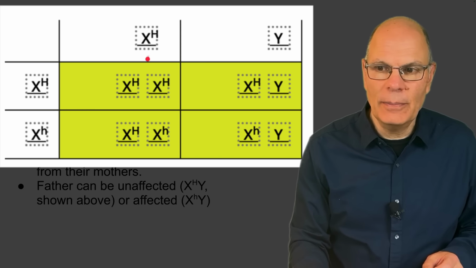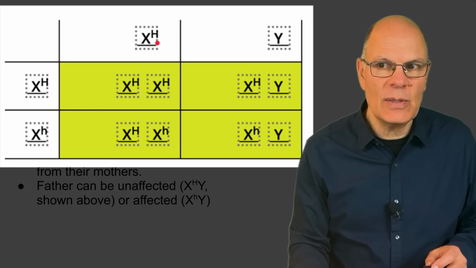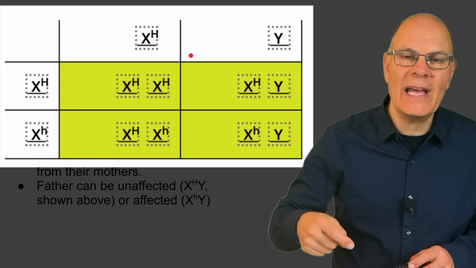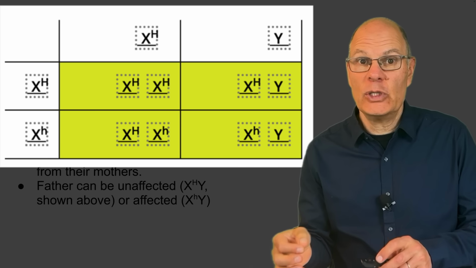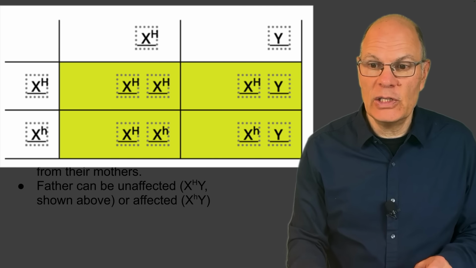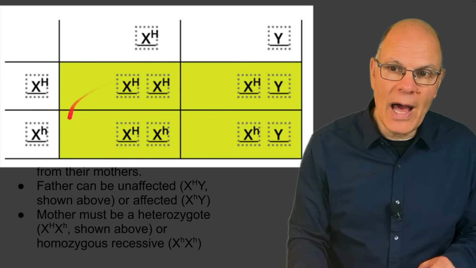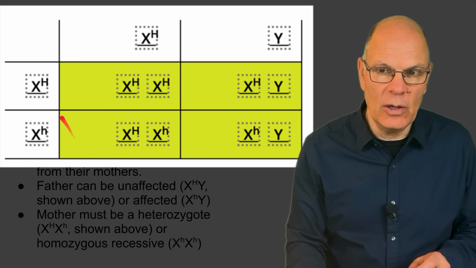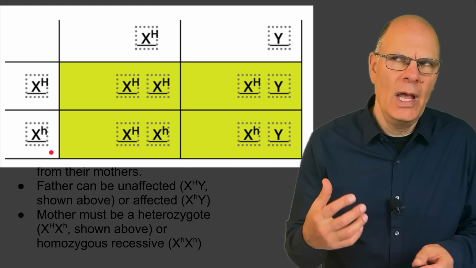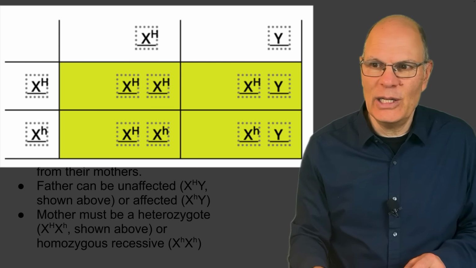The dad, in this case, is unaffected, X big H Y, but it doesn't matter because dads don't pass on their X chromosomes to their sons. They pass on their Y chromosomes. That's why they're sons to begin with. So the mom has to be a heterozygote, as shown here, or she could be homozygous recessive, though that's quite rare. We'll look at that in the next slide.